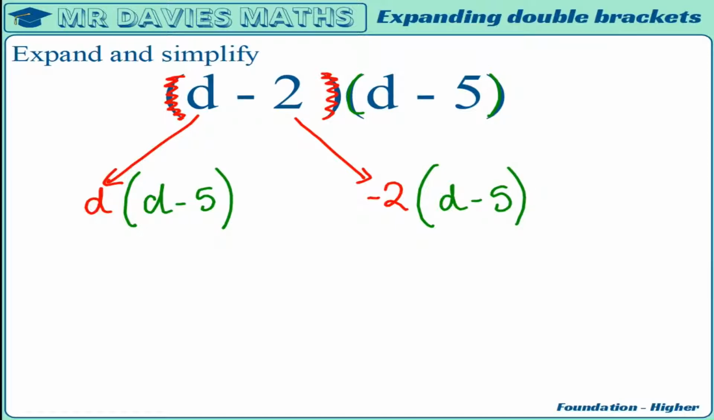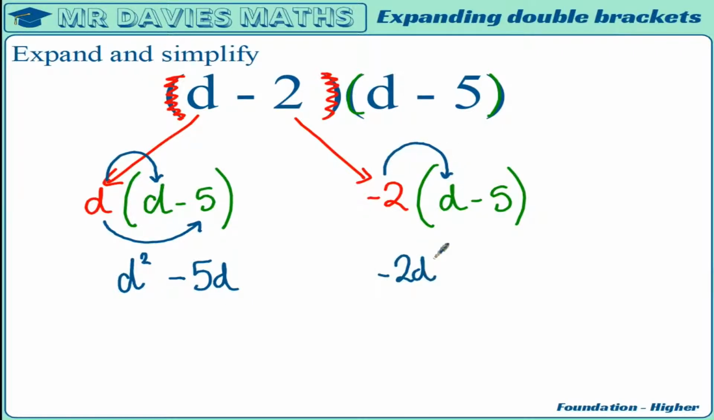Okay, here we go. Let's be careful with the negatives. D times d is d squared. D times minus 5 is negative 5d. There's the first one. I've got minus 2 times d, which is minus 2d, and negative 2 times negative 5 actually results in positive 10. Right, we've done the expand.